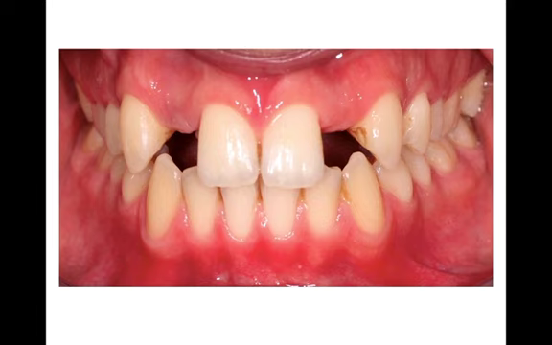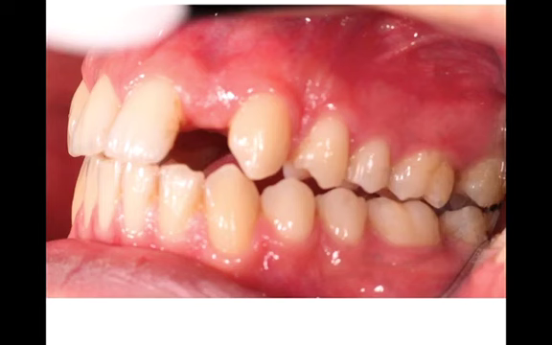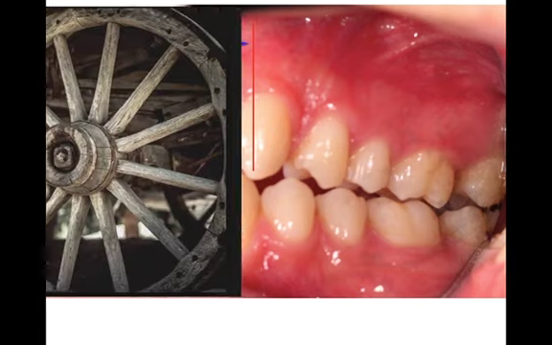On the right side and the left side, we have enough space for the placement of the canine. But if you look carefully at the roots, we can see that the canine root is upright and the lateral and central incisor as well. So now if you try to place an implant, you can't do that. You have enough intercrown space, but we don't have enough interradicular space. And we call this a wagon wheel effect.